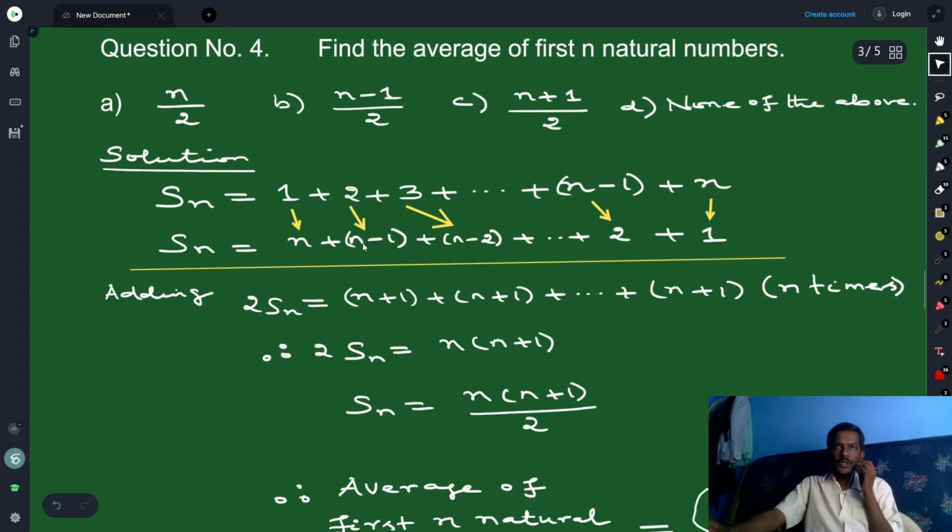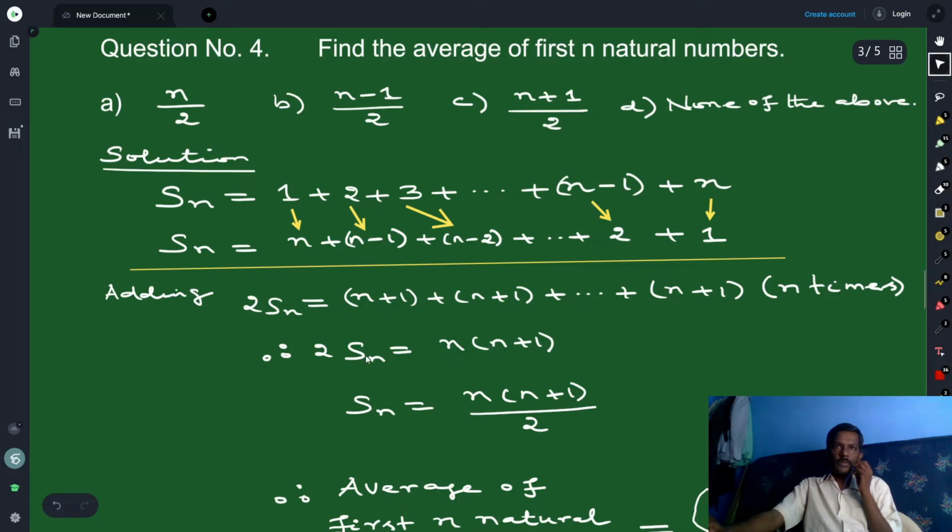2 plus n minus 1 is again n plus 1. 3 plus n minus 2, again you will get n plus 1. n minus 1 plus 2 gives n plus 1, and n plus 1 gives n plus 1. So how many n plus 1 terms will you have? You will have n times n plus 1, because there are n terms, the first n natural numbers. So n plus 1 will be multiplied by n.